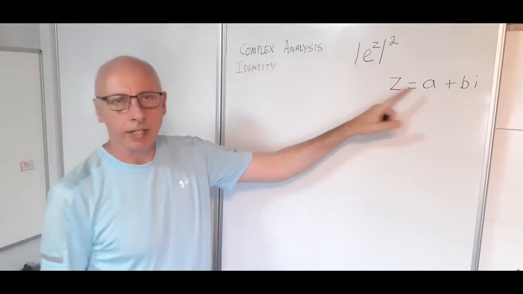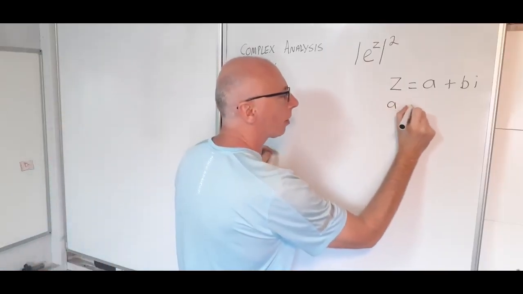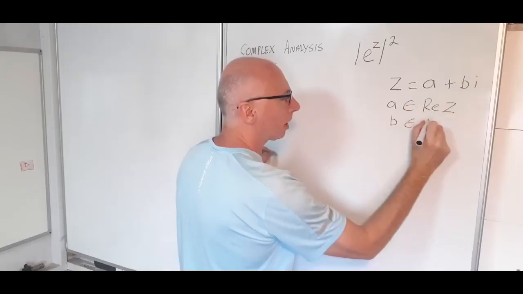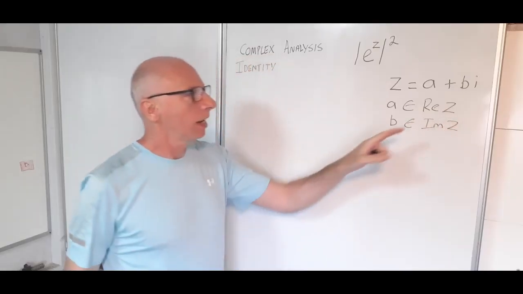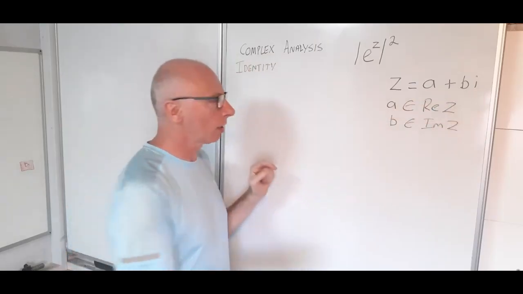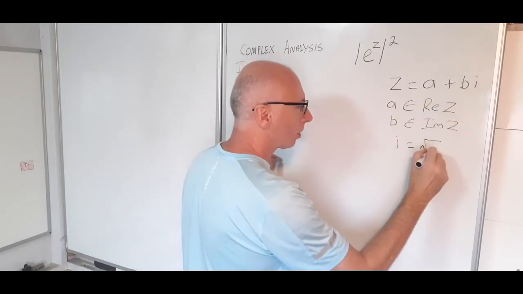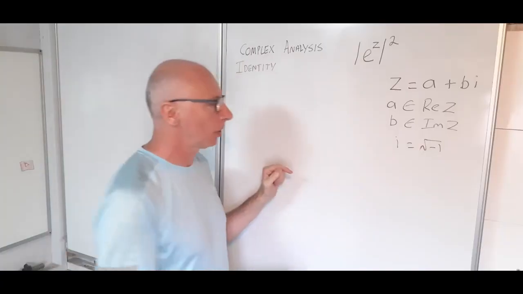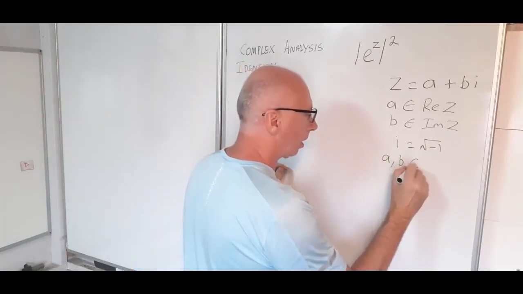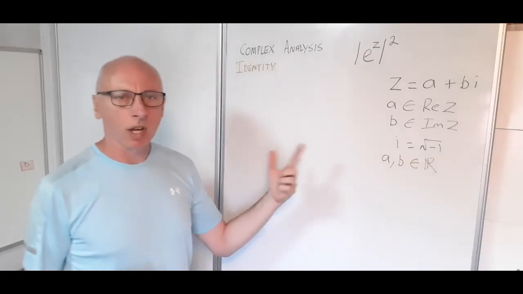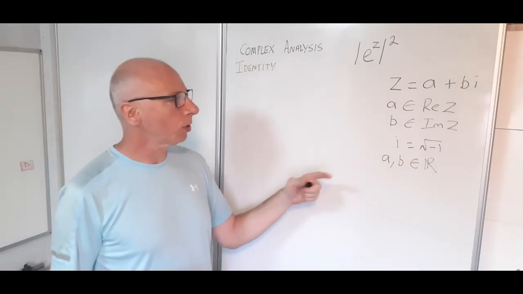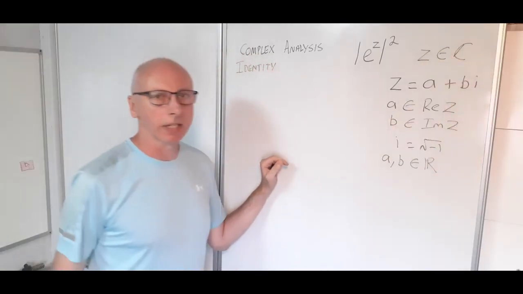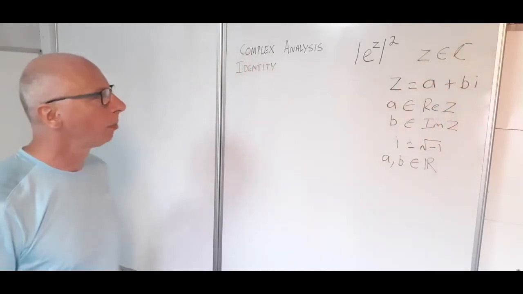Now here, a is the real part of z, b is the imaginary part of z, hence we've got this i constant here, and i is the square root of -1. And here a and b are real numbers. So that's all the identities there. And also one thing we need to note, that z is a complex number, hence it's in the complex plane. So that will denote our complex plane.